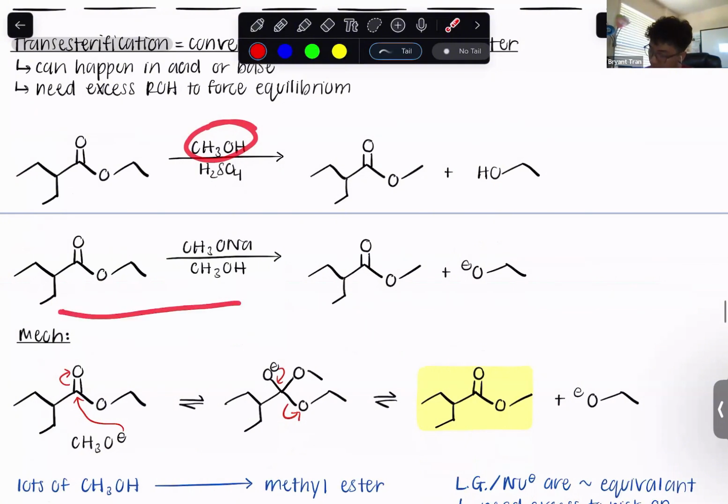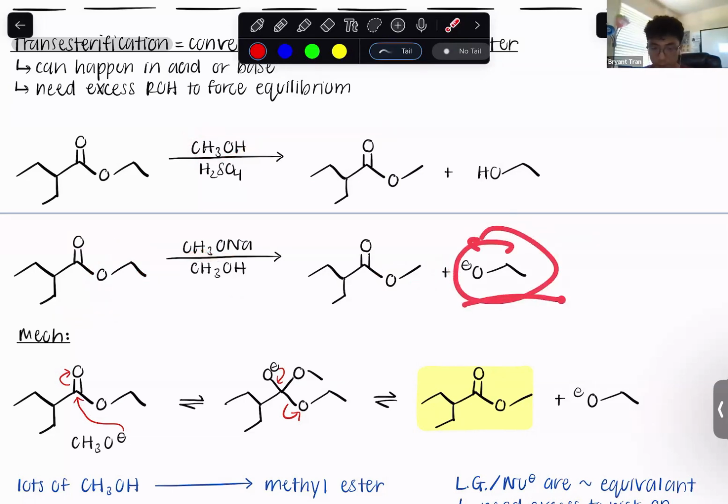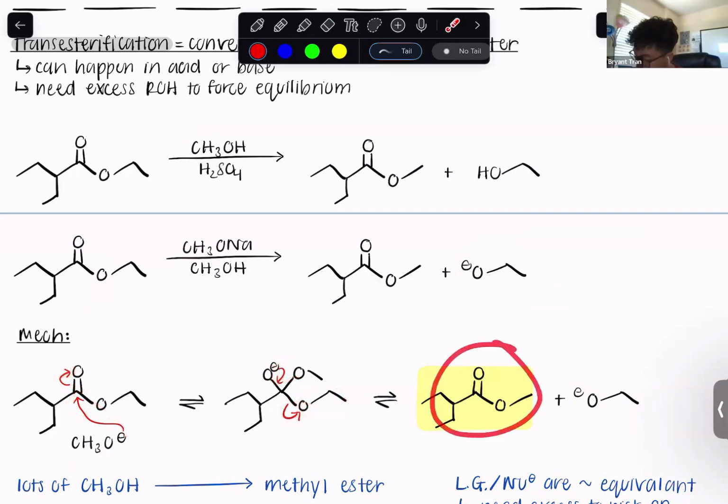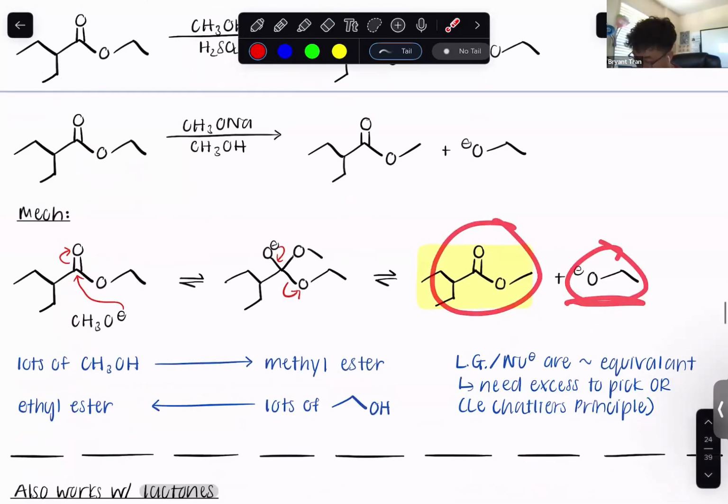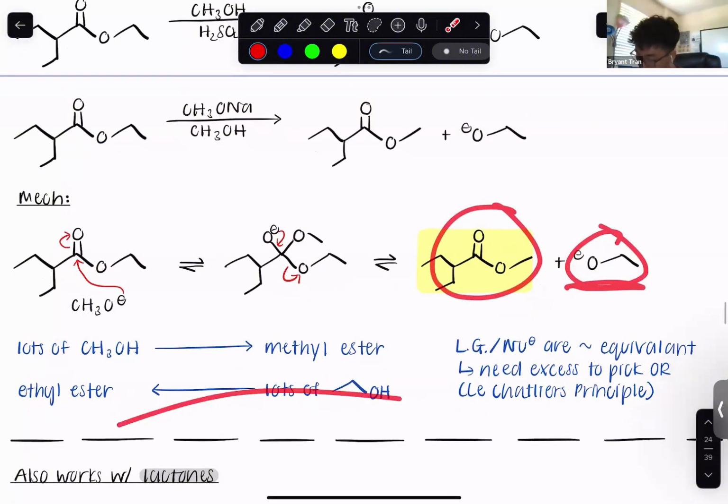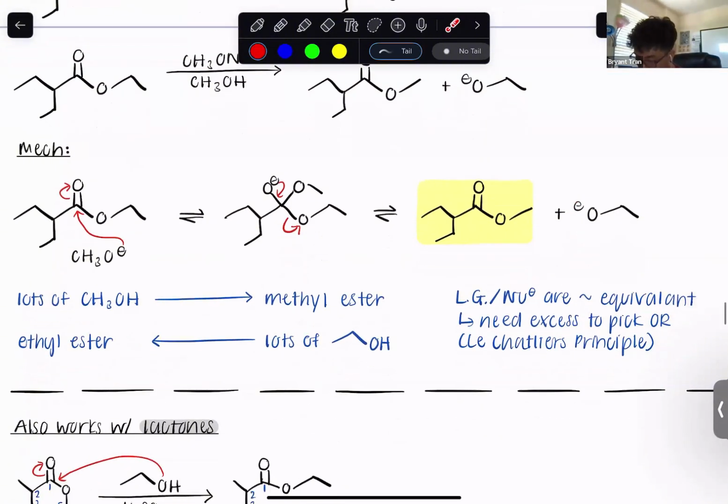Now in basic conditions, you get the same product, right? You substitute the OR with the new OR, but this time, if you're still in basic conditions with no acid workup, you end with an alkoxide ion, this O- right there, right? Here's the mechanism. Attack the carbonyl right away, push the double bond oxygen, reform the carbonyl, kick out the OR- leaving group to get this ester here with that OR- leaving group right there. And the same Le Chatelier's principle happens there.